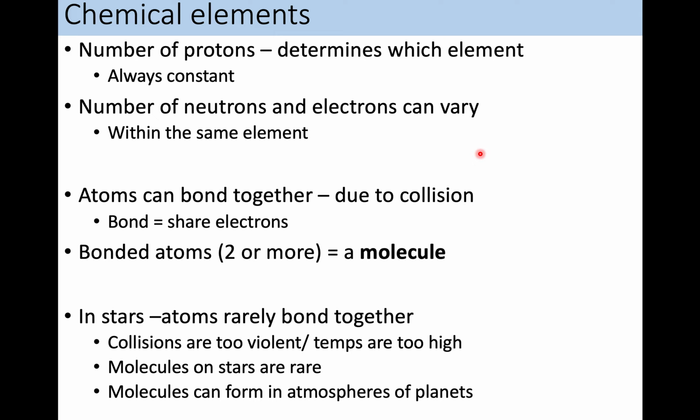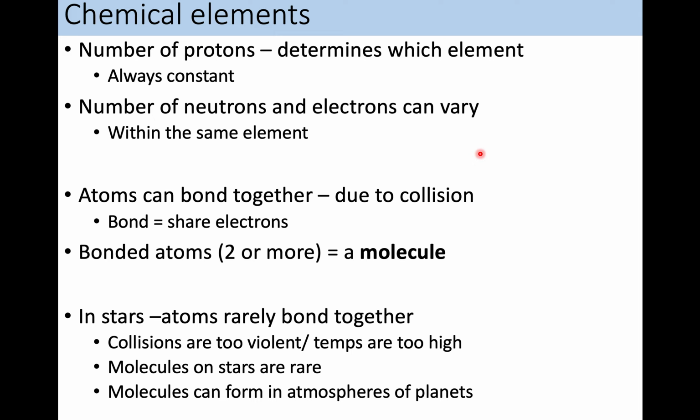Within stars, atoms very rarely bond together. Molecules are super rare in stars. We really only see molecules forming in planets' atmospheres. The collisions on stars are way too violent and the temperatures are incredibly high. So we don't actually see the formation of molecules in stars. We do, however, see them in planets' atmospheres.